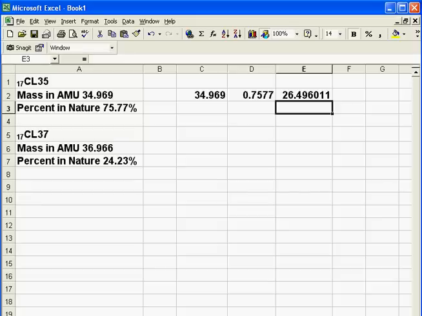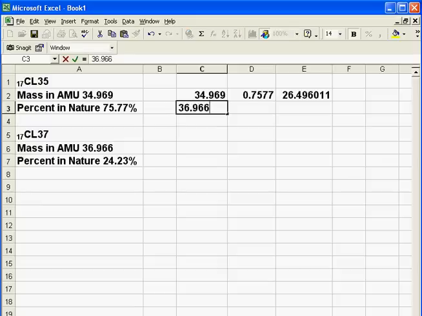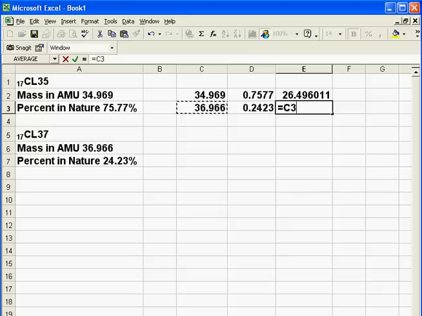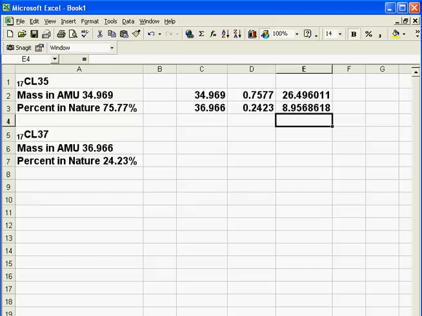And then you do the same thing to calculate the mass of chlorine 37. You take its weight in atomic mass units, 36.966, and multiply it by the decimal of its percentage in nature, which is 0.2423. I'm going to redo this the manual way. Some of you may know that you can drag this down. You type in equals this, asterisk, D3, enter, boom, and that gives you how much the weight of chlorine 37 is.